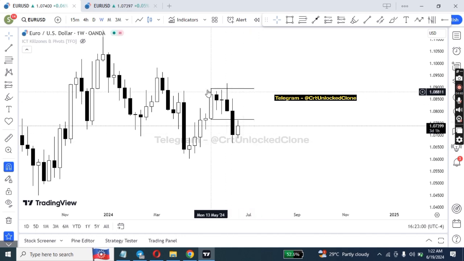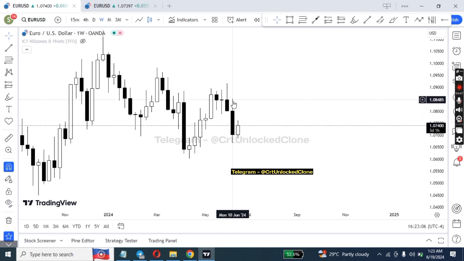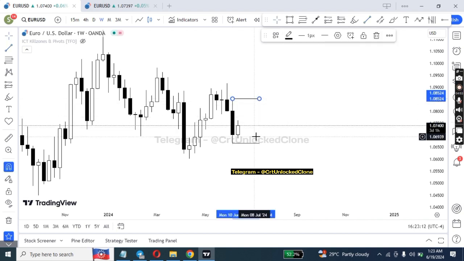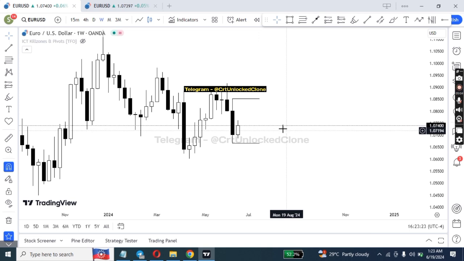Right now, we are currently right here, and right here you can see that we have this big bulky candle, and we can actually treat this as a CRT, but we're not going to anticipate or expect it to be a CRT right away. We're going to need a certain context and narrative before we confirm this as our CRT, and I'm going to show you how you're going to do it.